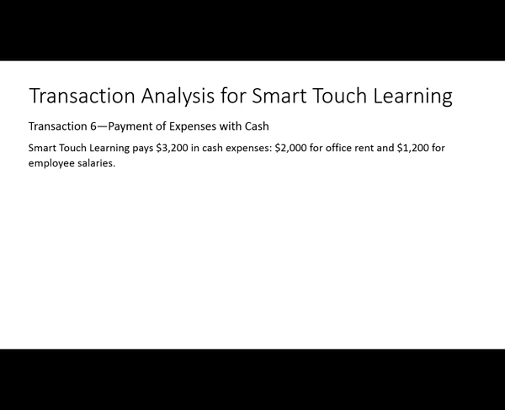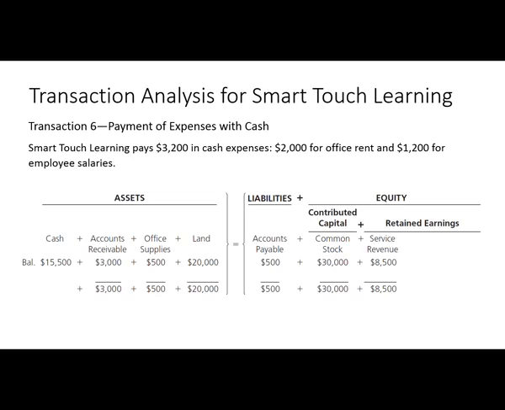Transaction 6, we pay $3,200 in cash expenses. $2,000 of that is for rent, and $1,200 of it is for employee salaries. Here's where we were before this transaction occurred. You can see the cash decreasing on the cash side, and then we add both of our expenses and our salaries to the equity side as minuses. I said add them, but really I could have said subtract. Remember, those are going to be decreases to equity. The expenses are going to be decreases to equity.